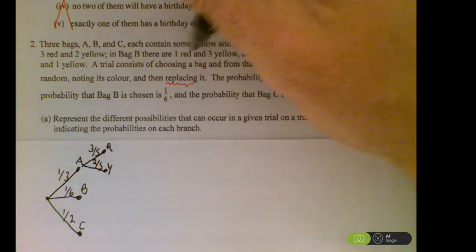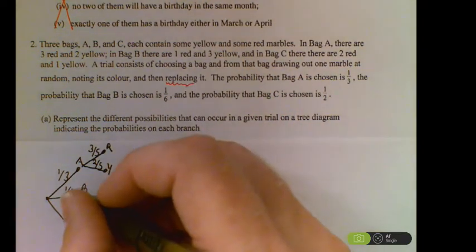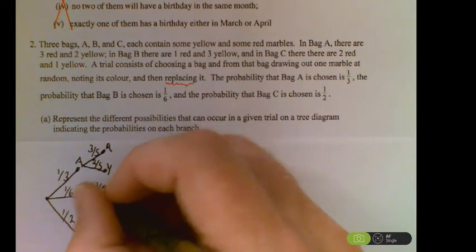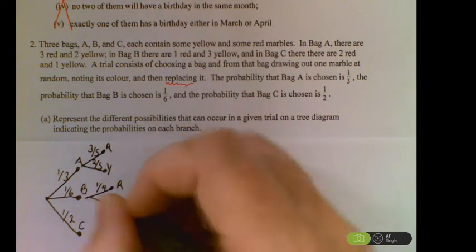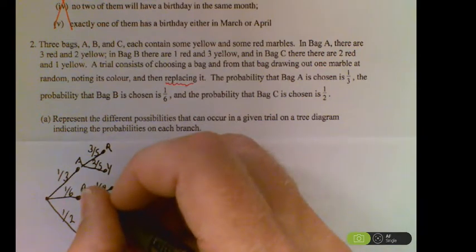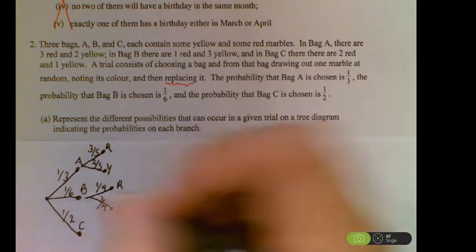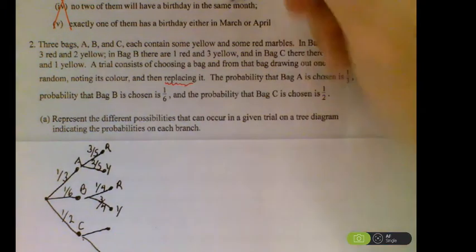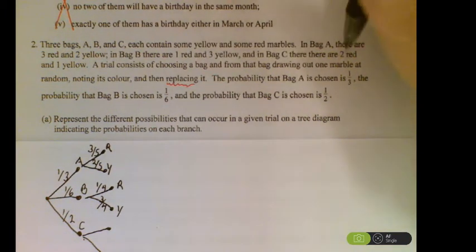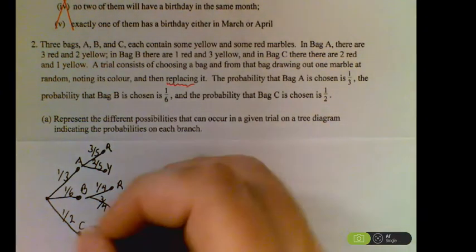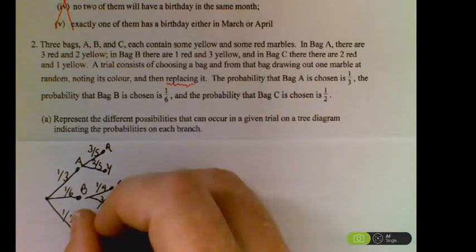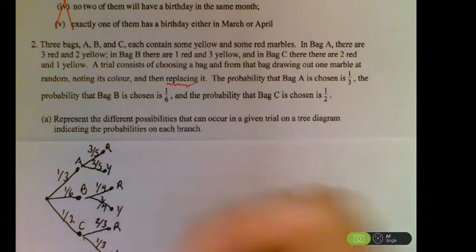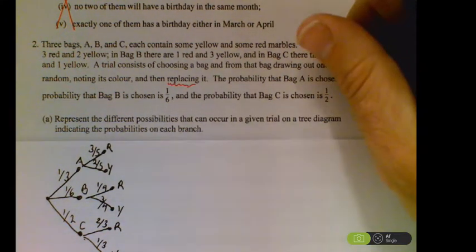Moving on to bag B, there's 1 red and 3 yellow. So 1 of the 4 are red. And the other 3 out of the 4, I'm running out of room, are yellow. And then last one here for bag C. Bag C, we had 2 red, 1 yellow, so 2 out of the 3 are red. And the other is yellow. So there we go, we got our tree diagram.